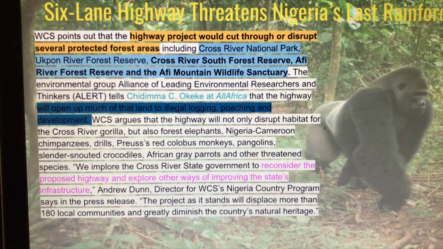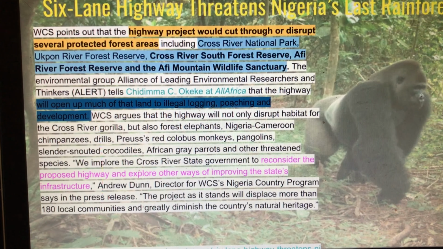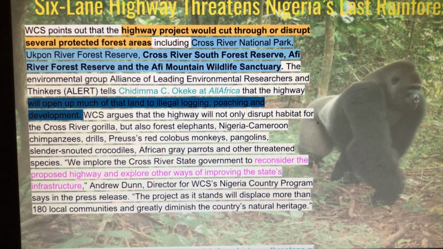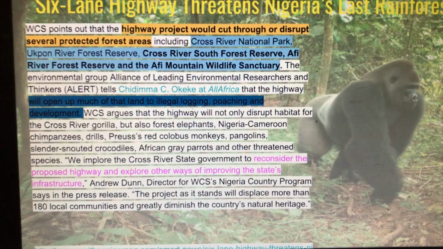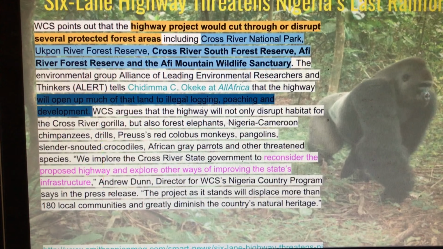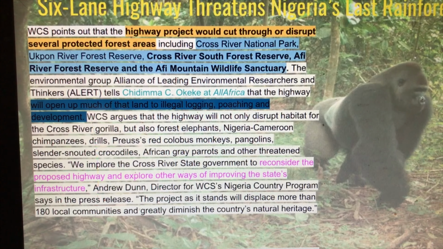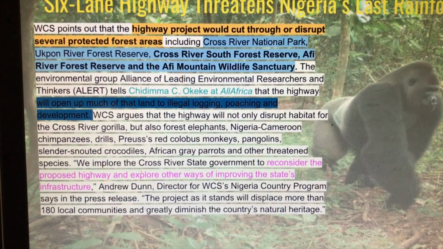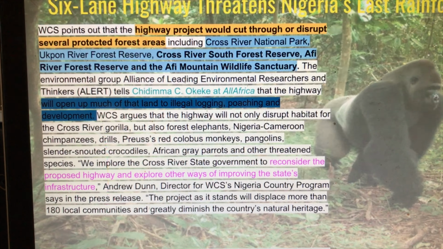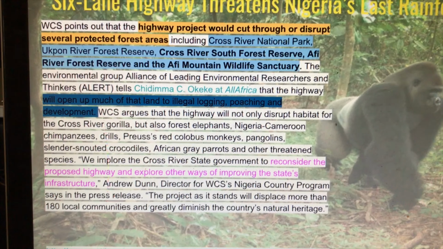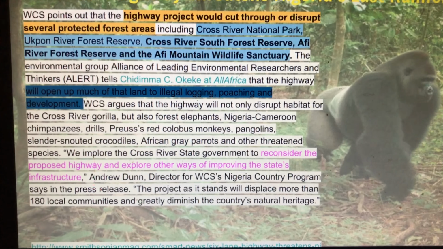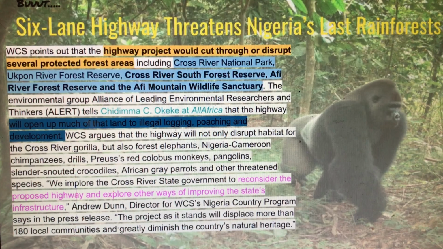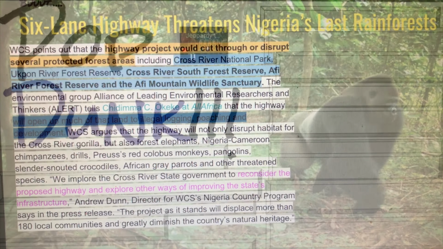We implore the Cross River State government to reconsider the proposed highway and explore other ways of improving the state's infrastructure. Come on, says Andrew Dunn, director for WCS's Nigeria Country Program. He said that in a press release. The project as it stands will displace more than 180 local communities, talking about indigenous tribal communities most likely, and greatly diminish the country's natural heritage. Come on, man. For quote-unquote progress, bruh.